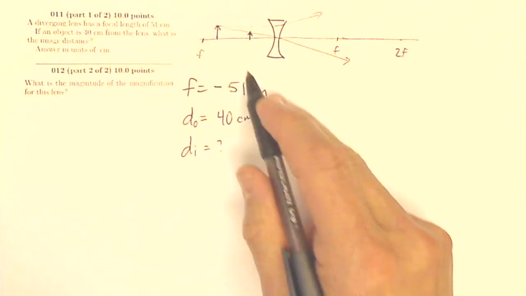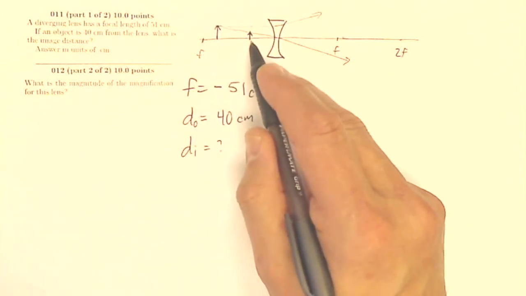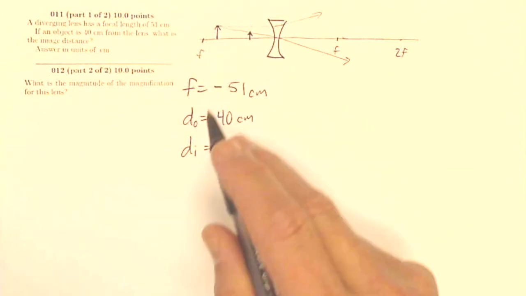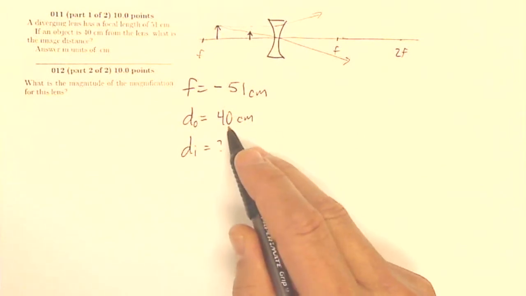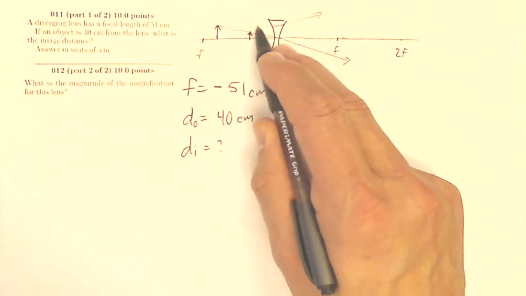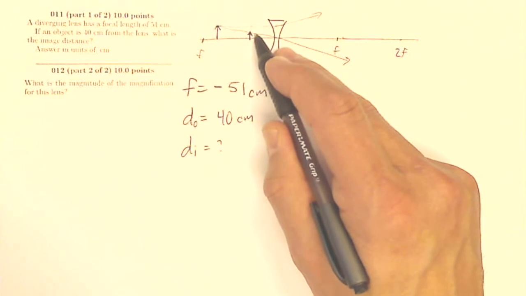So I'm going to have a DI that's even closer to the lens than my object. So I should expect it to be less than 40. I should expect it to be negative because over here would be positive. So that's going to be a negative.